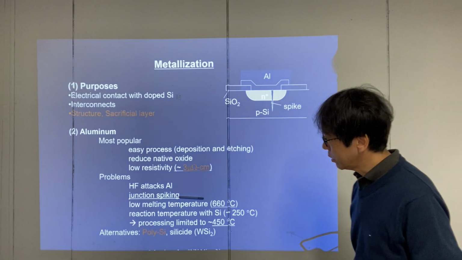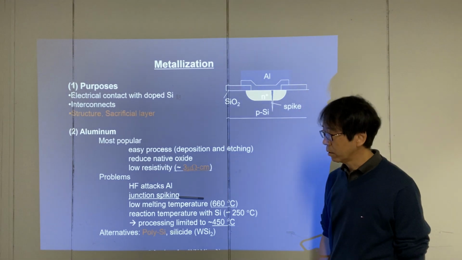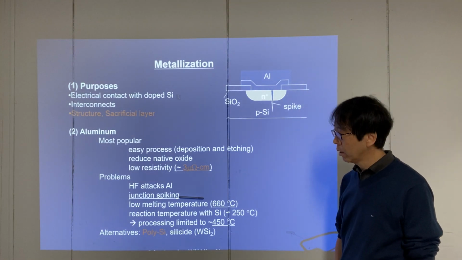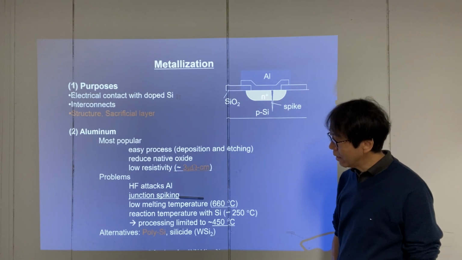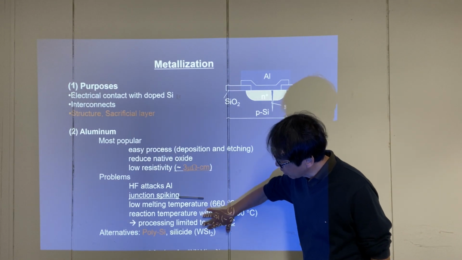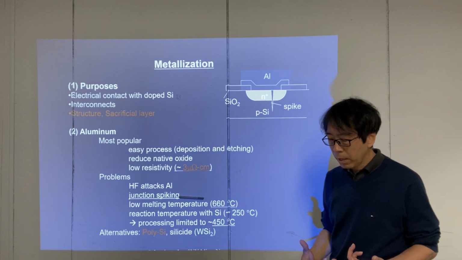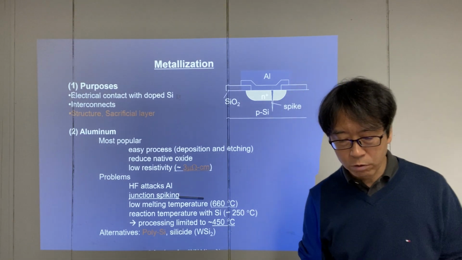Alternative materials: that's why people use polysilicon, even though conductivity is not good. Still, if it's conductive, it's okay for some applications. And people use something called silicide. That is actually a combination of tungsten and silicon, right? Semiconductor and metal together, okay? And that creates a very interesting material.